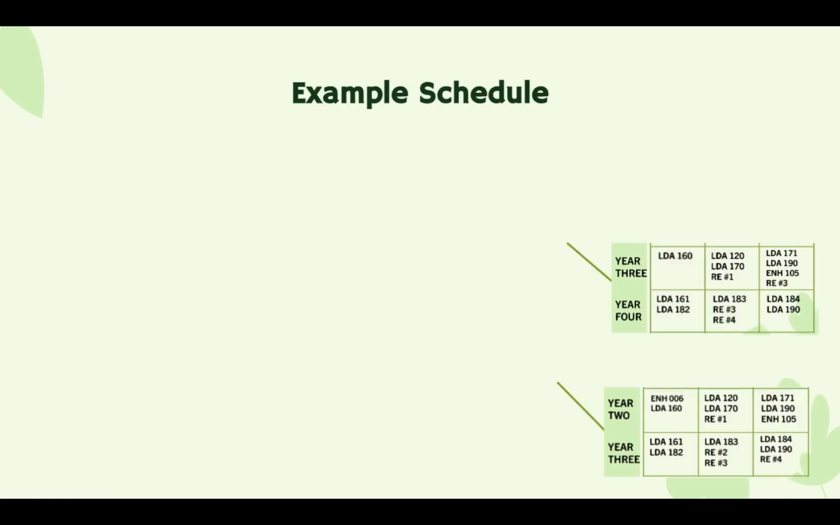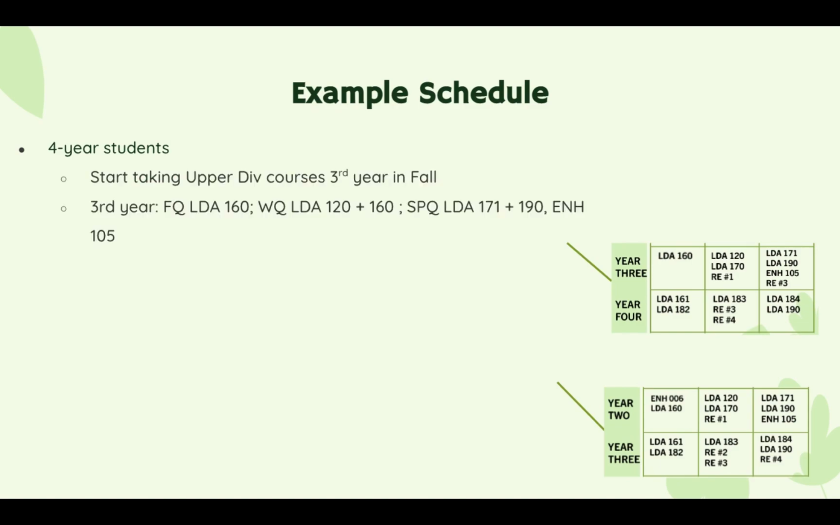This slide goes over example schedules of what your classes may look like once you begin taking Upper Division classes. For 4-year students, in your 3rd year you'll begin by taking LDA 160 in the fall, 120 and 170 in the winter, and finish with 171, 190, and ENH 105 in the spring. In your 4th year, you'll take LDA 161 and 182 in the fall, 183 in the winter, and 184 and 190 again in the spring.